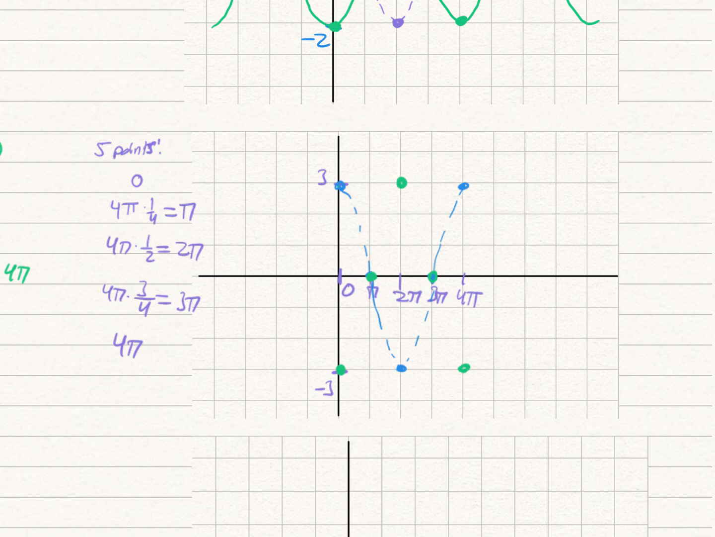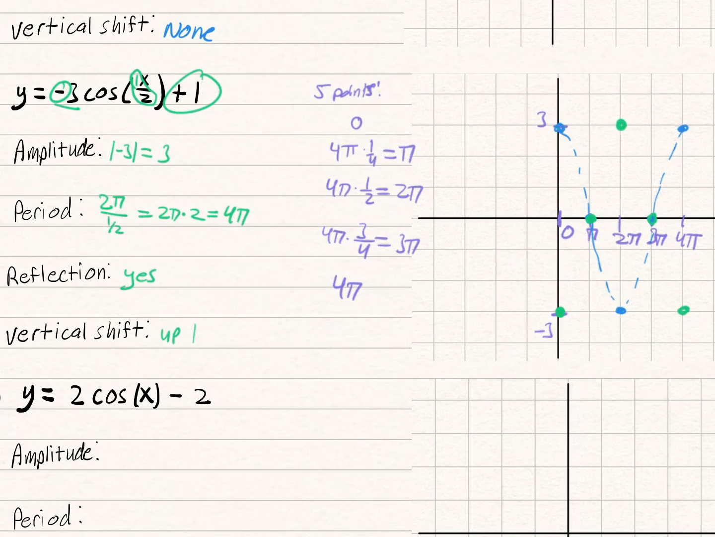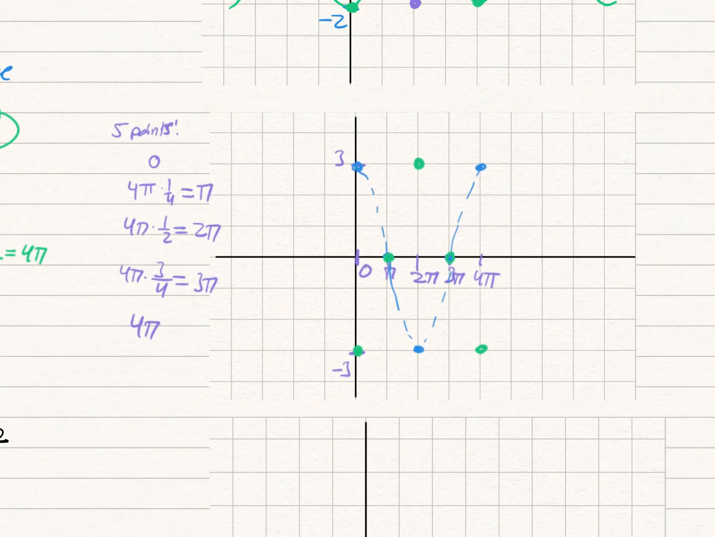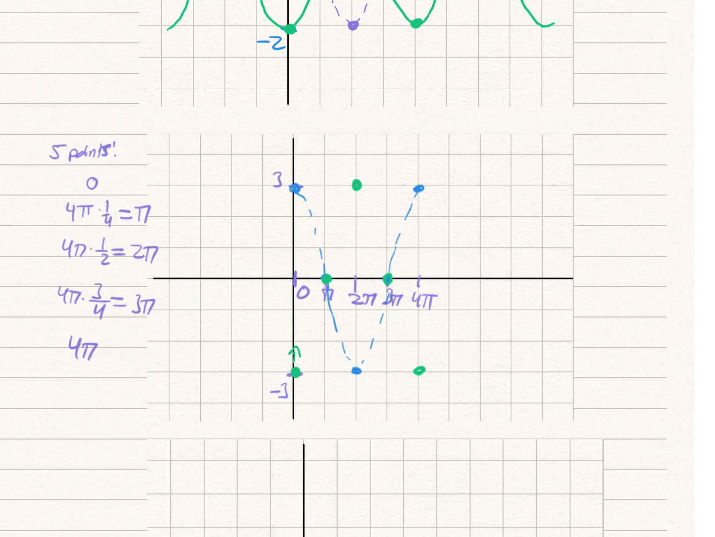And then we also want to move it up 1, right? We had a shift of up 1, right? So move all these points up. All right, so then I'm going to move this up here, this up here, this one up here, this one up here, and this one up here. All right, so then this is one cosine cycle.